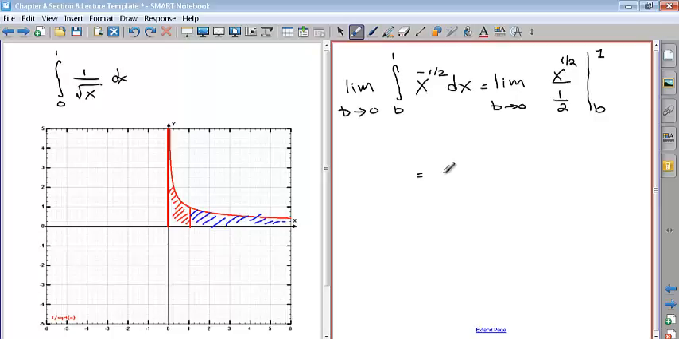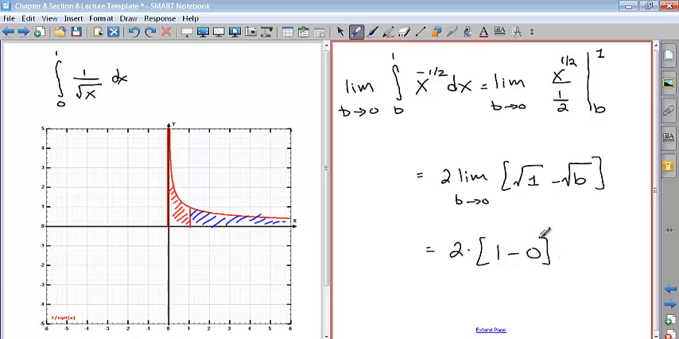So we can take the 2 outside. The limit as b goes to 0. And what we have is the lower limit. Well, this is a square root, so I'm going to change it to square root. So you're going to get square root of 1 minus the square root of the lower limit, which is b. Then you let the b go to 0. So you're going to have 2. Well, the first term is unaffected by this limit, so it's just going to be 1 minus, when b goes to 0, you get the square root of 0, which is 0. So the answer is 2.